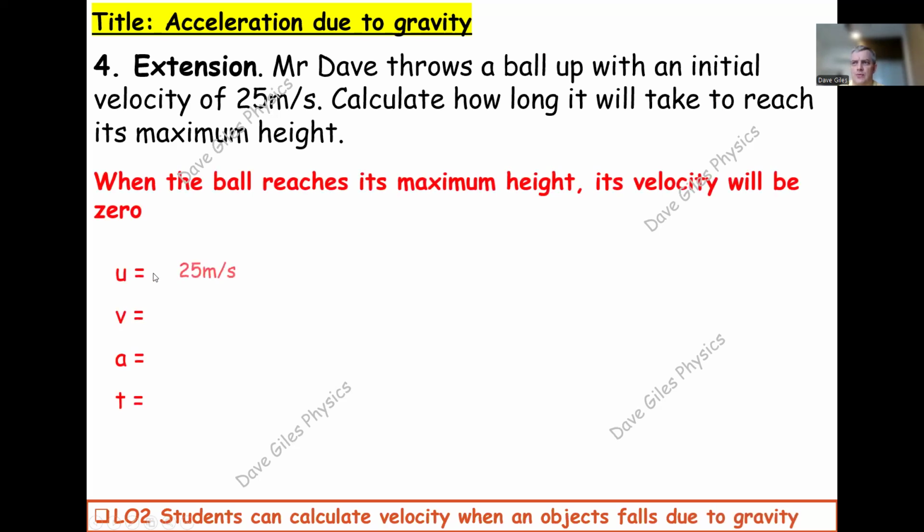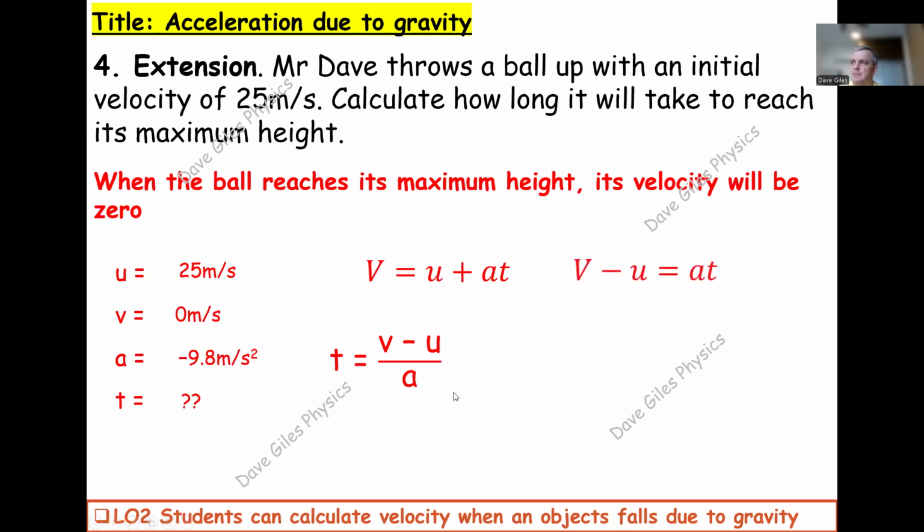So U is 25 meters per second, V is 0, A, I'm throwing it up, so it's going to be negative 9.8. And T, we're trying to work out. V is U plus AT, so T is V minus U over A. Remember, V is the final velocity and U is the initial velocity. So 0 minus 25 divided by minus 9.8 gives you 2.55 seconds.